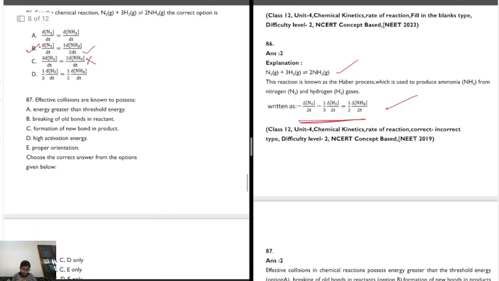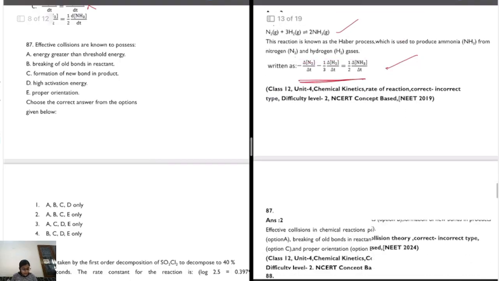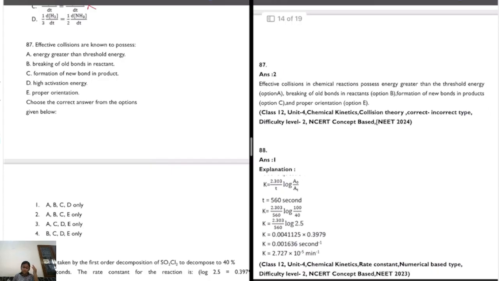Here it will have a negative sign. In the next question, effective collisions are known to possess... See, what are the effective collisions in any reaction? Whenever a reaction has to proceed, a collision will occur, then only products will form.